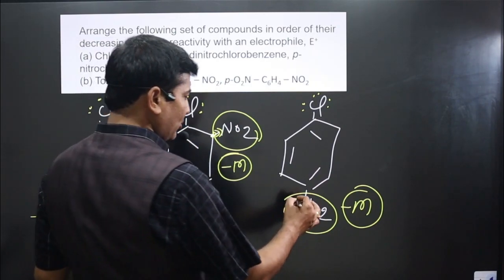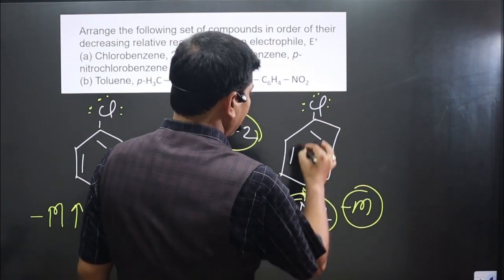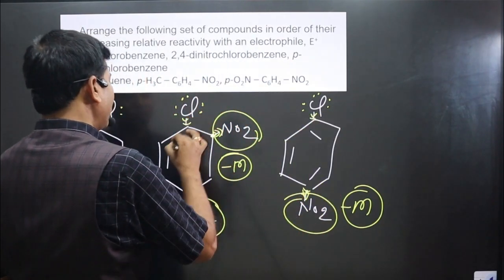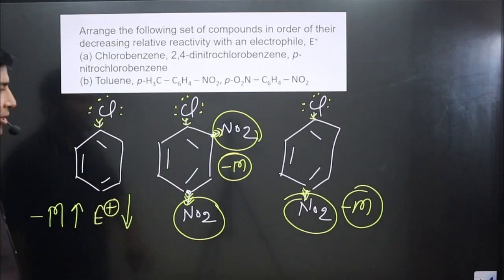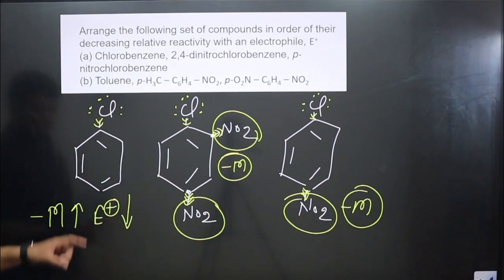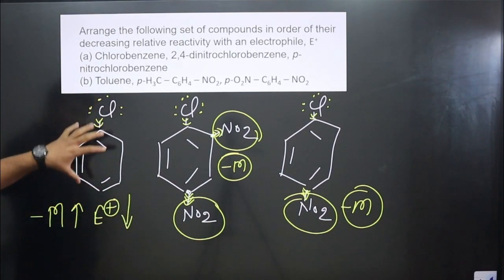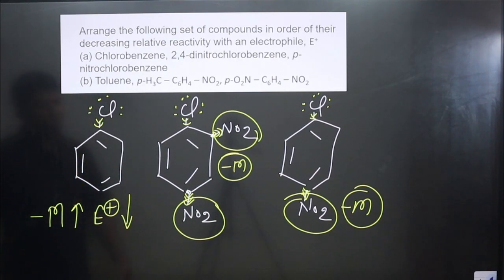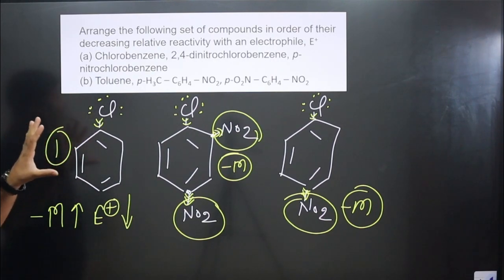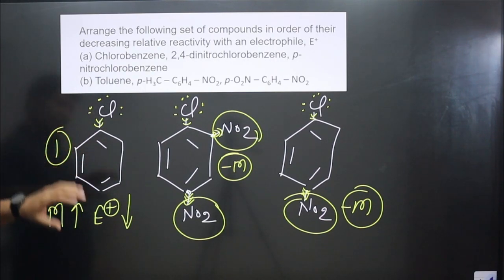Okay, in this case also you can see pulling of electron density is there. They are donating electron density, but you can see the minus M group is pulling electron density. Okay, so in this case there is no electron pulling, because a minus M group is not there. So we have first, in this case the electrophile will attack very easily.